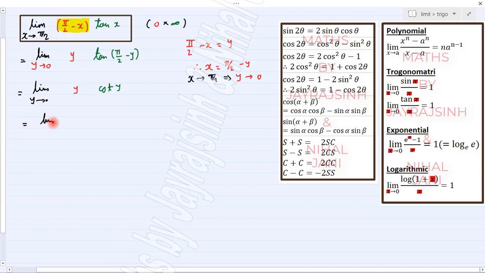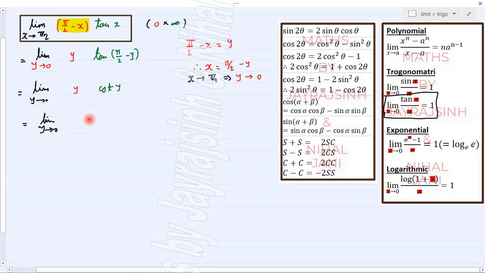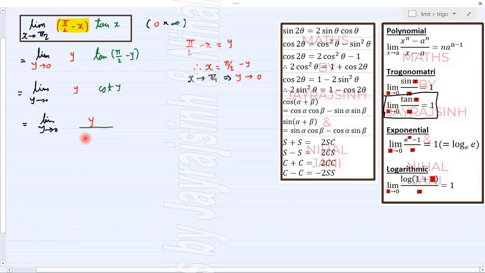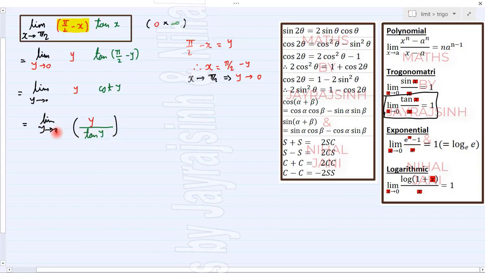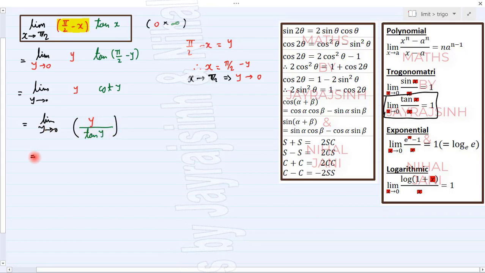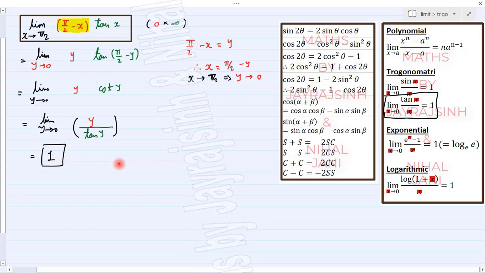So limit y tends to 0. To set into standard form, let's use limit x tends to 0, tan x by x. So we can say this cot y is nothing but reciprocal of tan y. So here we get limit y tends to 0, y by tan y, which is simply 1 as a final answer.